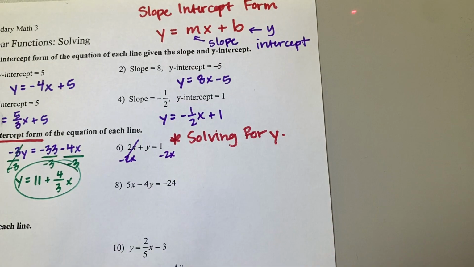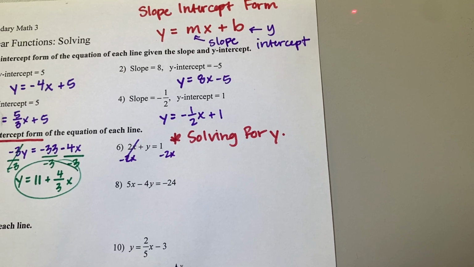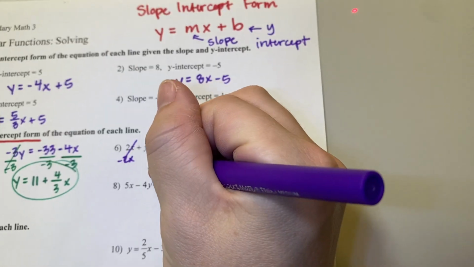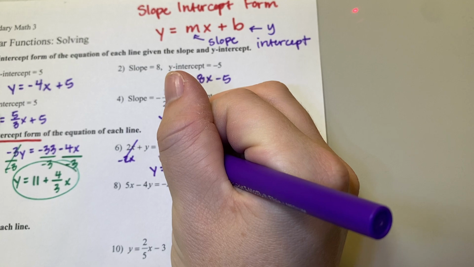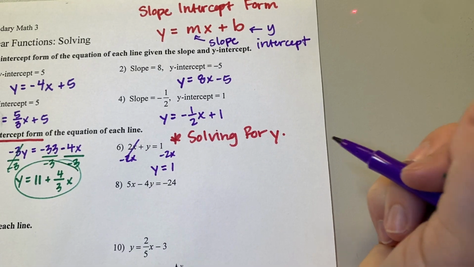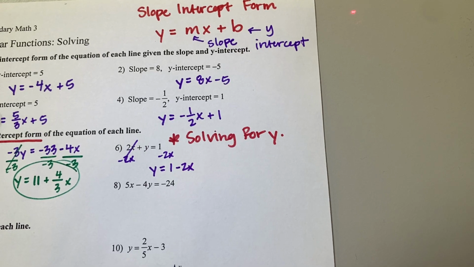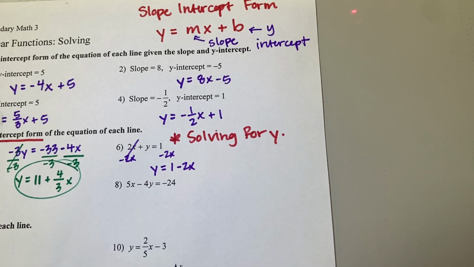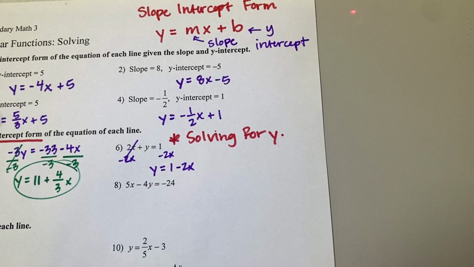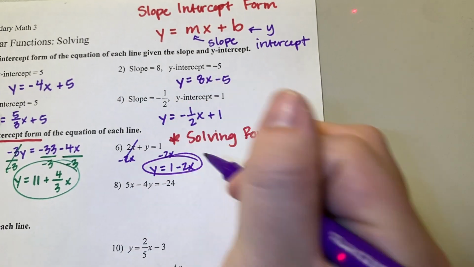Subtract it from both sides. So I have left positive y equals 1 that was already over there, and negative 2x. Anything else we need to do to get y by itself? No. No, y's by itself, right? Boom. Easy peasy.